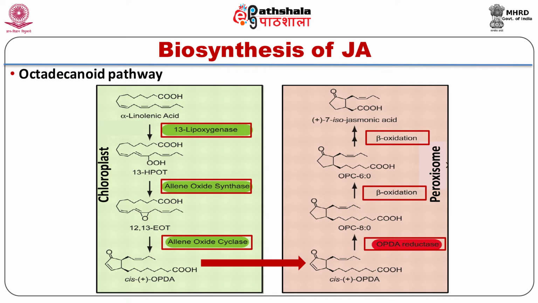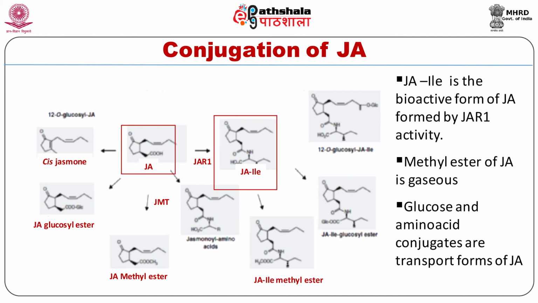Now, we will see how jasmonic acid is further metabolized after being exported from the peroxisome to the cytosol. It is either conjugated with amino acids, glucose, or esterified to its methylated form, methyl jasmonate, in the cytosol. Among all these JA conjugates, JA isoleucine is the most active form and plays a significant role in orchestrating plant defense responses after injury and insect herbivory.